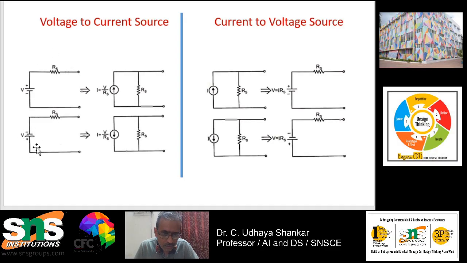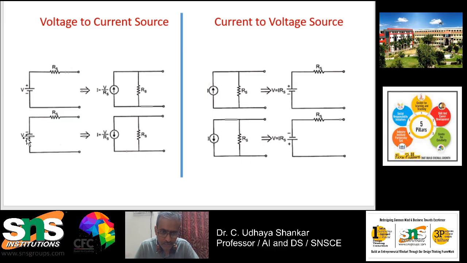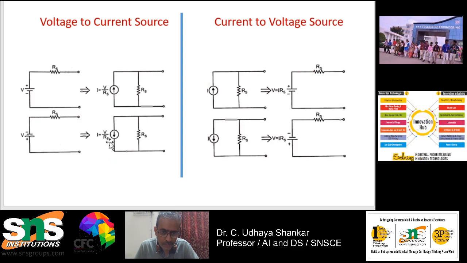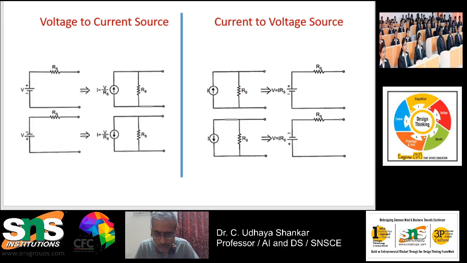Suppose I have the voltage source with negative and positive terminals. In this first diagram, it is positive and negative. Here in this case, it is negative and positive. The arrow mark should always point towards the positive direction. Here again, it is V by Rs, with Rs in parallel. This is how voltage to current source conversion is done. Is it clear? I hope you are able to understand how this voltage has been converted to current.